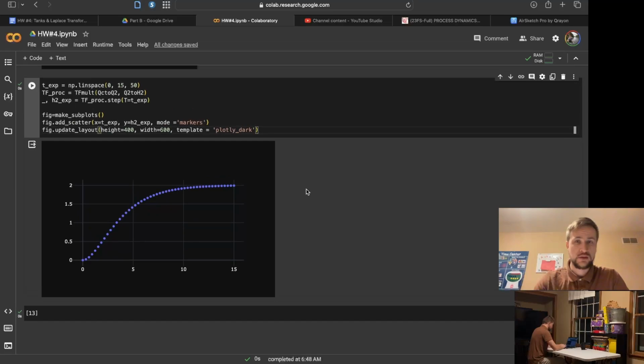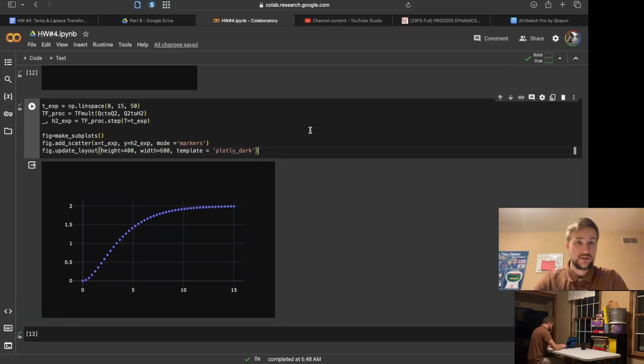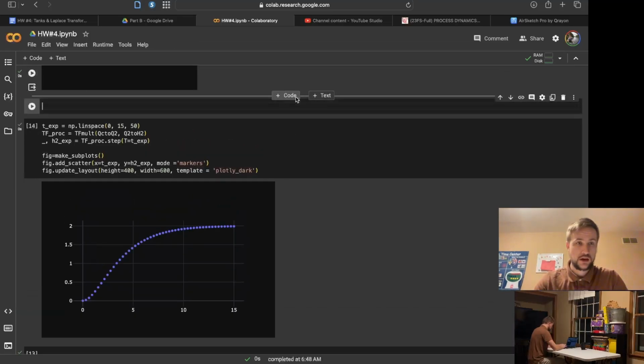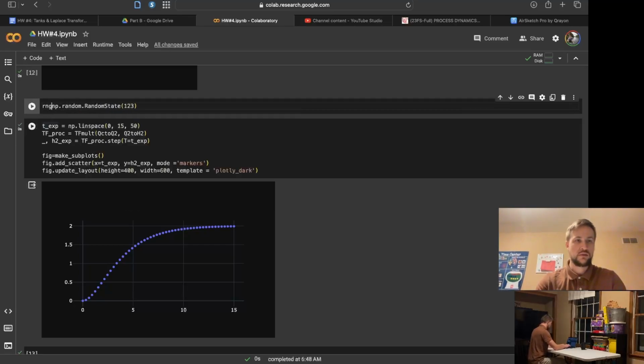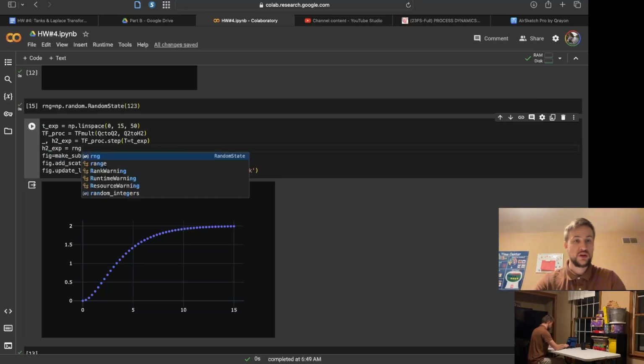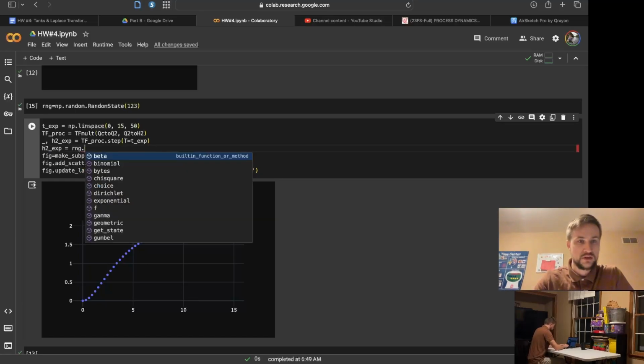Now this data looks a little bit too clean, so let's go ahead and fix that, right? We want it to look like actual experimental data. So we're going to bring in a number generator. Random state 1, 2, 3, and we'll call this random number generator, the RNG. Now our H2 experimental data is going to equal RNG. What is it? Is it normal?